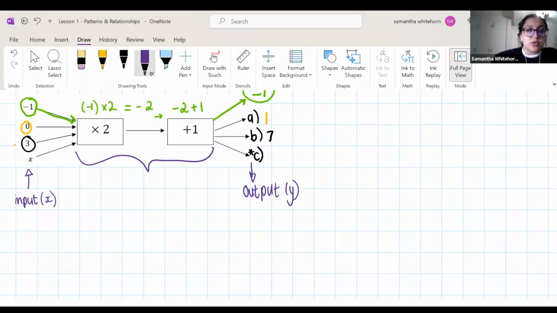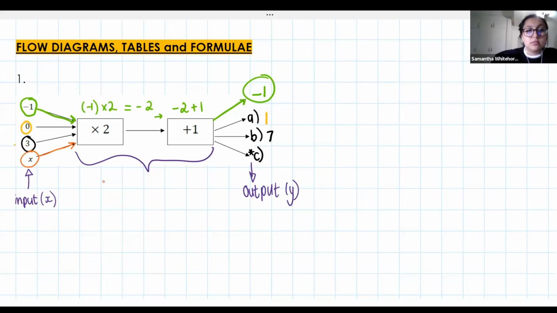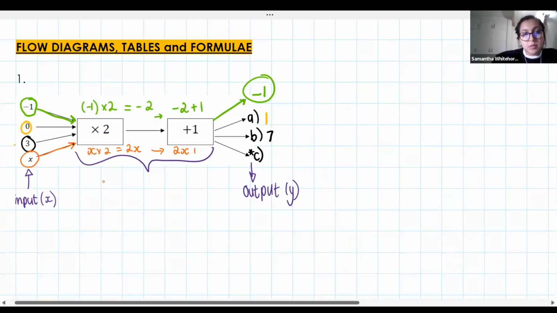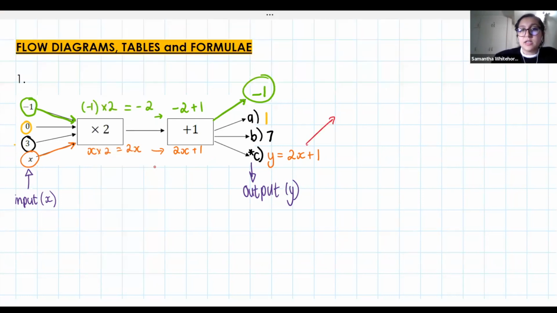But now we get to that final input where we've got x. So if we follow our number machine, x times 2 gives us a product of 2x. If we now continue along our machine and say 2x plus 1, remember those are not like terms, so I can't add them together. And so what I get here is that the output y is found by 2 times x plus 1. What this is doing for me is finding the formula for the general rule.